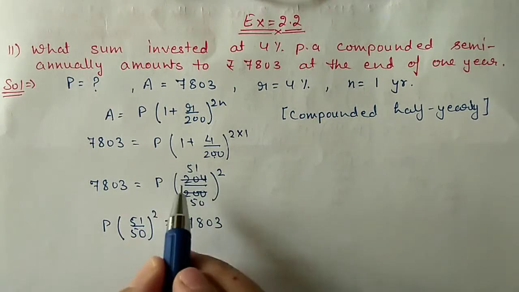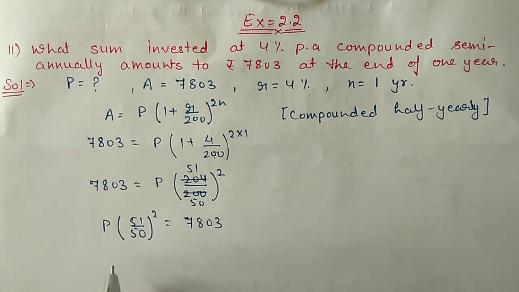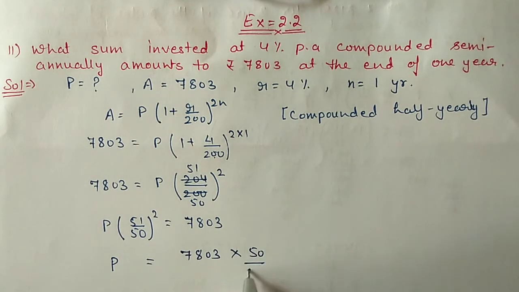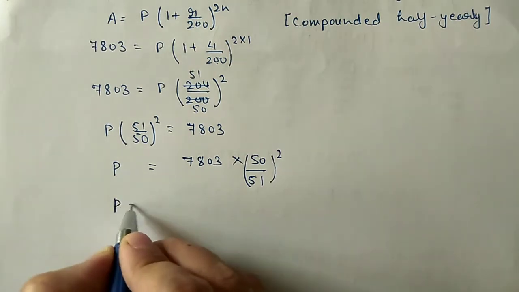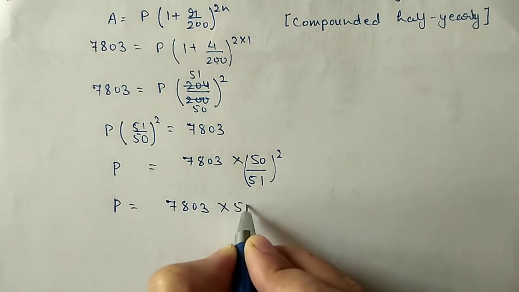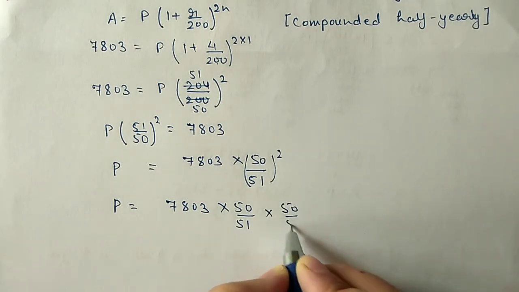Shift this from the left side to the right side because we have to find out P. Now P we will keep here and the remaining numbers will shift to the other side. It will become 50 by 51 to the power 2. Expanded, P is equal to 7803 into 50 by 51 into 50 by 51.